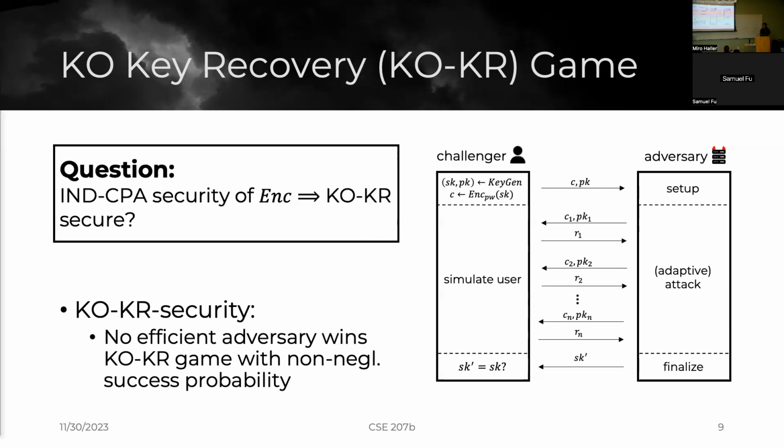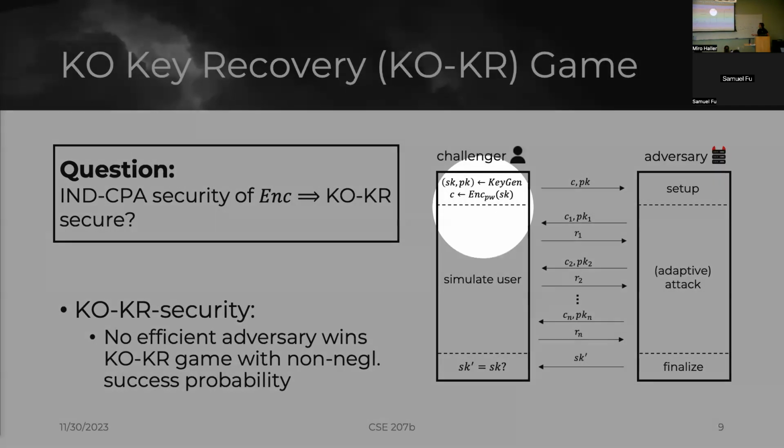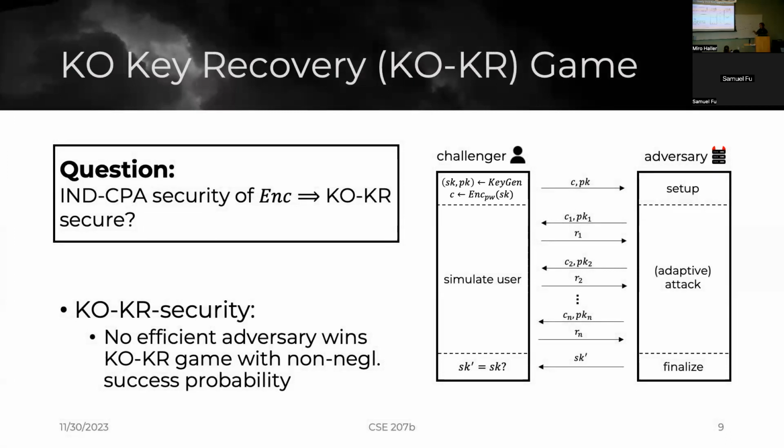All right, so I have a question for you. This is something to think about. I'll give you 3 minutes to discuss this with your neighbors. Do you think that if the IND-CPA security of the asymmetric encryption scheme that's used here to encrypt the secret is IND-CPA secure, this implies that the entire construction is also KOKR secure? So it's secure against key overwriting attacks. You don't need to have a proof, just discuss with your neighbor.